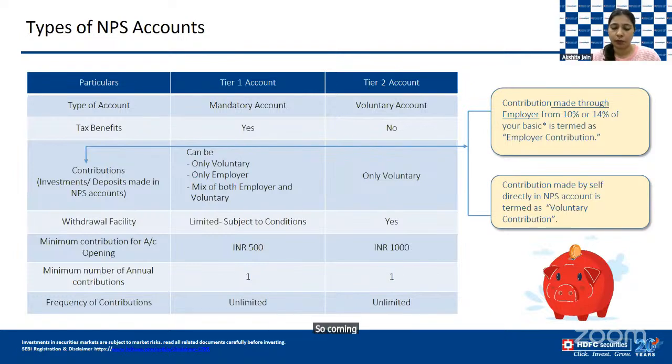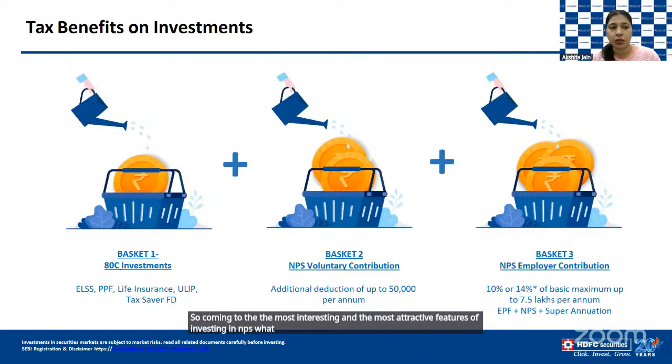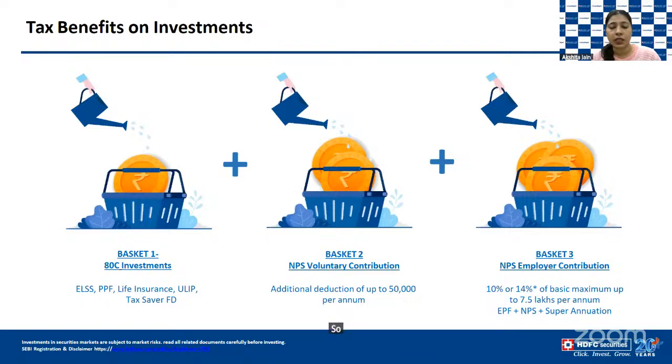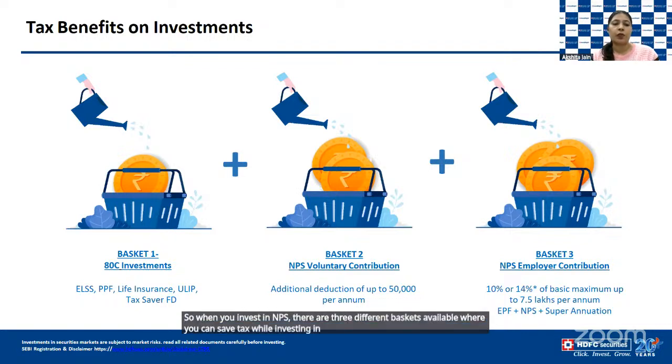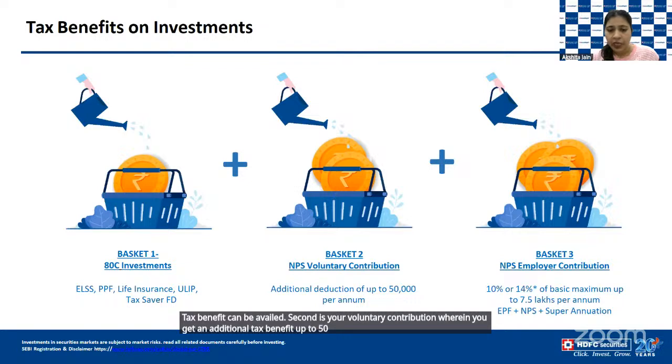So coming to the most interesting and the most attractive feature of investing in NPS, and what everyone loves is to save tax. So when you invest in NPS, there are three different baskets available where you can save tax. So first is basket one, wherein you get the tax benefit up to 1.5 lakhs, which is under 80C investment, where you can invest in NPS or other products like ELSS, PPF, and 1.5 lakhs tax benefit can be availed. Second is your voluntary contribution, wherein you get an additional tax benefit up to 50,000. And there is a basket three.